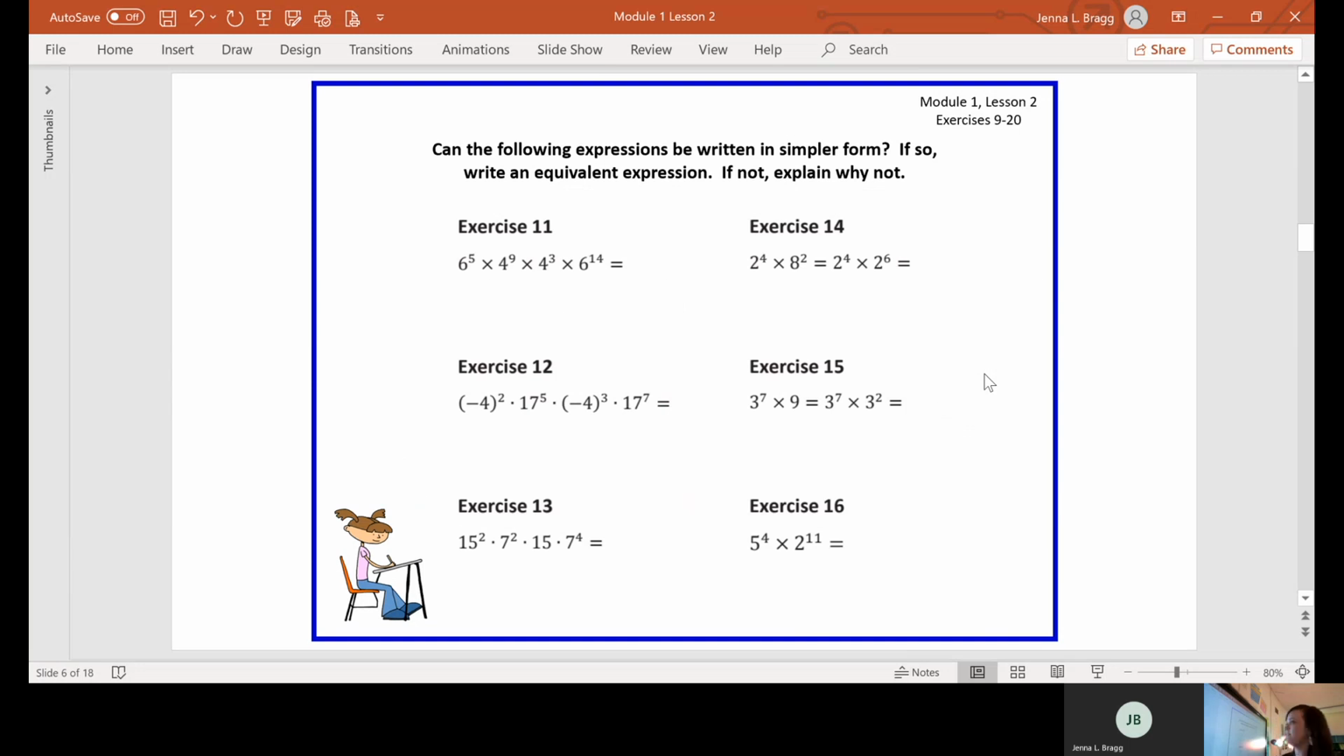When you get to exercise 11, I told you earlier that you can only put together exponents if they have the same base. 6 and 4 don't have the same base. But I do have 6 to the 5th and 6 to the 14th that I'm multiplying together. So I can add the exponents of those numbers by the exponents of the other numbers.